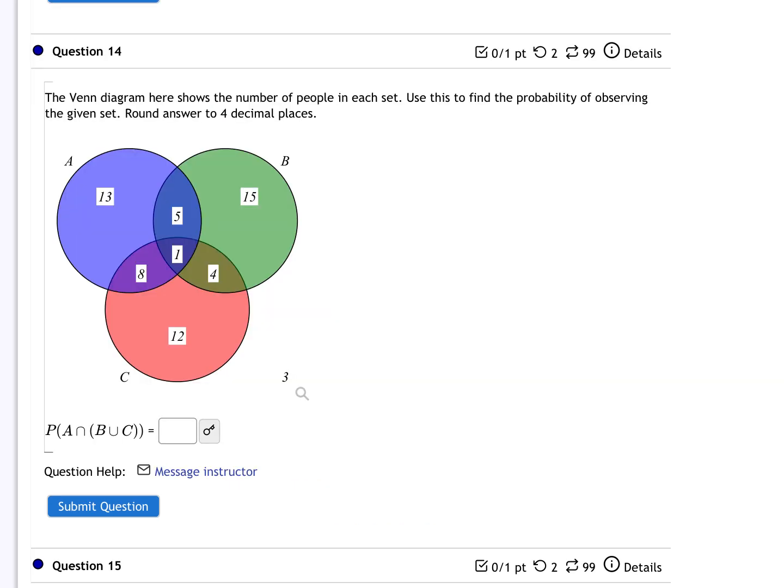And now we are on 14. It says use the Venn diagram to show the probability. So what I'm looking for is the probability of A intersect B or C. Right? So where's B or C? Right here. First I need to know how many there are in total. That kind of throws people. A lot of people don't see this 3 right here.